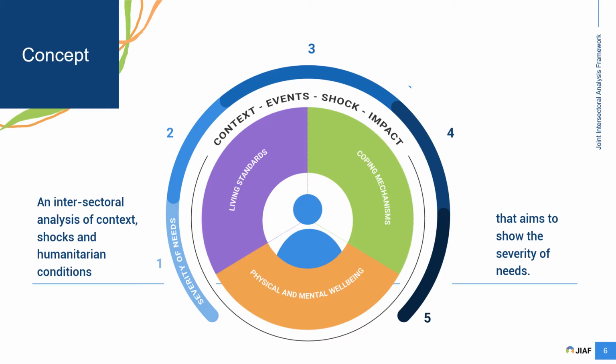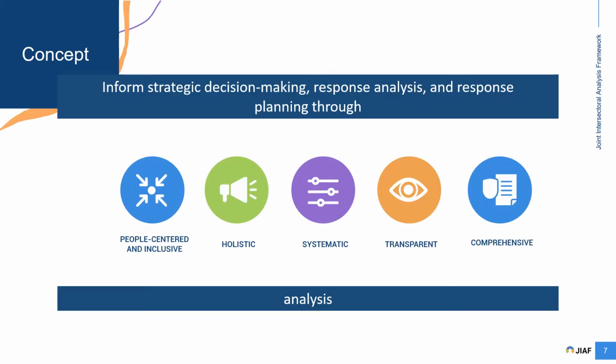The most common use case of the JIAF to date is to help inform the development of an HNO, a humanitarian needs overview, which in turn helps to inform an HRP, a humanitarian response plan. So its purpose is to help inform the decision-making process when planning a coordinated response through a holistic, people-centered, that is the key term here, people-centered and inclusive joint intersectoral analysis system that is both comprehensive and methodologically rigorous.